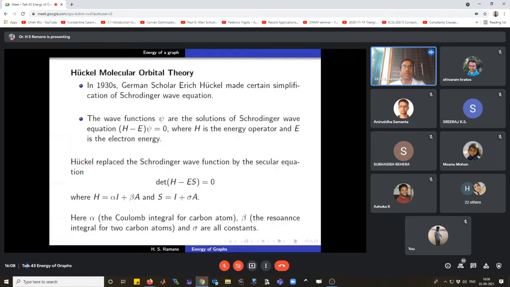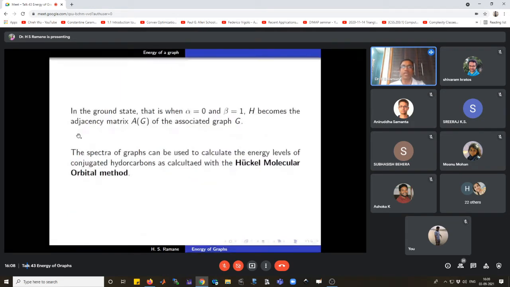So as I told you here, if alpha is 0 and beta is 1, then H becomes the adjacency matrix. So graph spectra can be used to calculate the energy levels of conjugated hydrocarbons in the Hückel molecular orbital method. With respect to this method, we can correlate the spectra as well as the energy levels of the molecule.